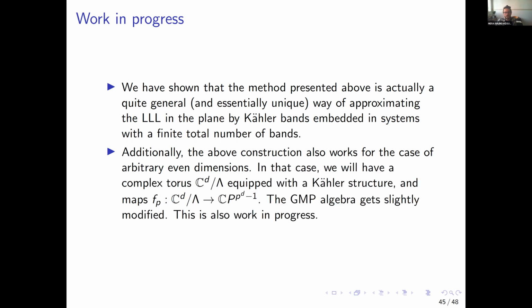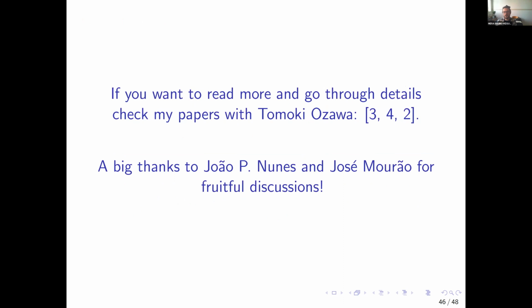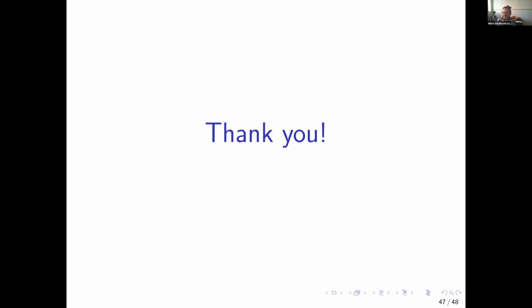And in that case, what you will have is a complex torus equipped with a Kähler structure, and holomorphic maps from the complex torus to some projective space. If you work out the details, you will find that the GMP algebra that you get is slightly modified. This is also work in progress. If you want to read more, please go through the papers that I did with Tomoki Ozawa. I also want to give a big thanks to João Pimentel Nunes and José Mourão for fruitful discussions. So thank you very much for listening to me.